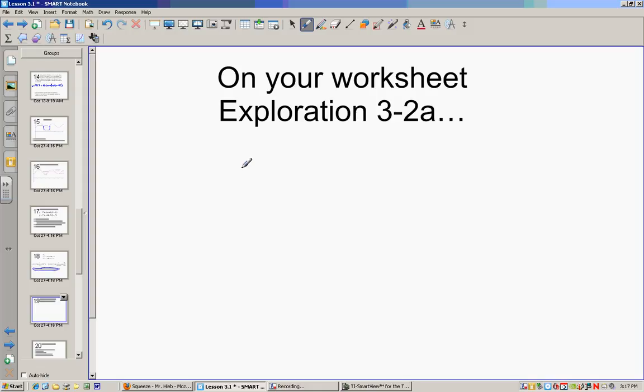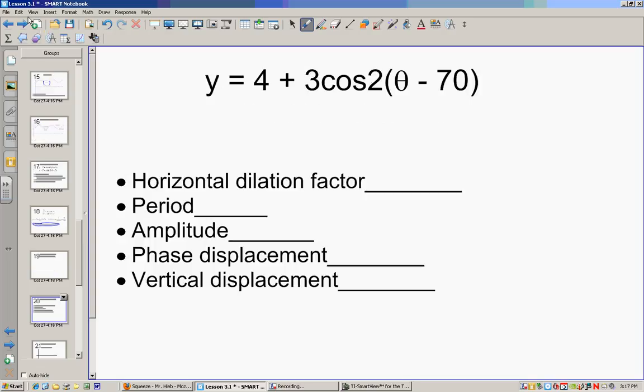All right, now can you go to worksheet 3.2a? I'll do the first one and you can watch, and then I want you to do the other two. All right, the horizontal dilation factor here is 2. And this is a shrink by a factor of 2. So the period is not going to be 360, it's going to be 180 degrees. The amplitude is 3. The phase displacement moves it to the right 70, and the vertical displacement moves it up 4.